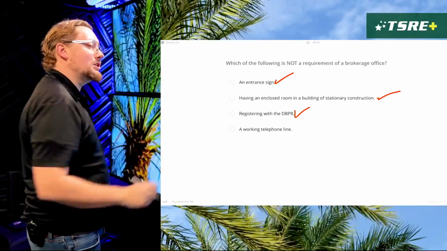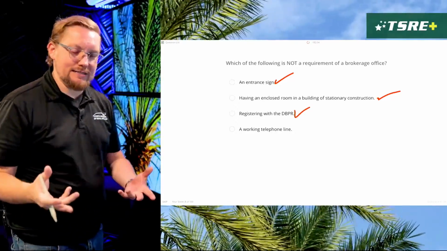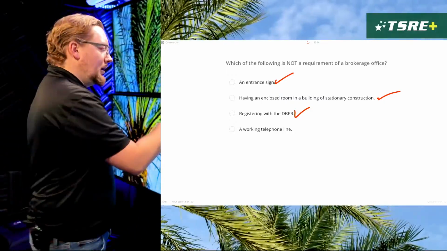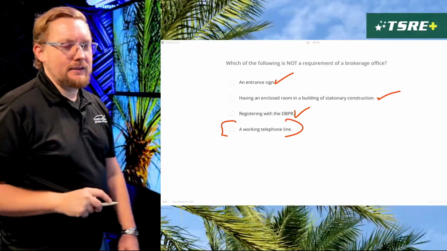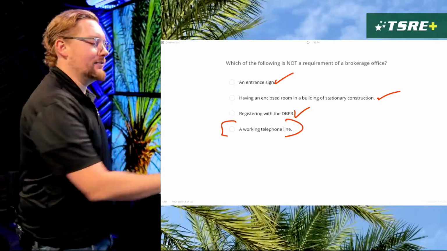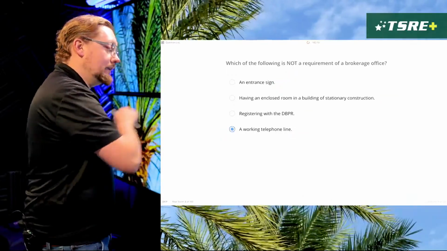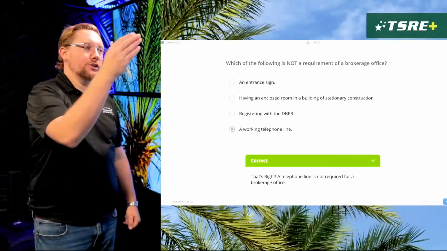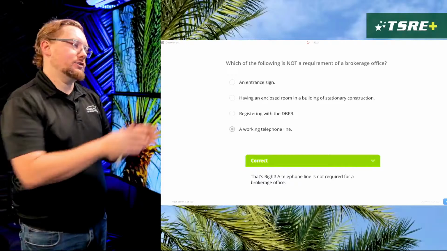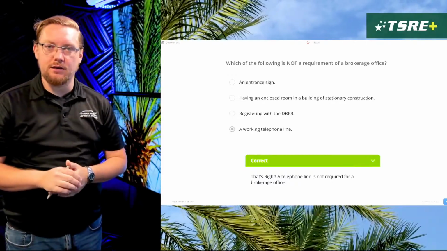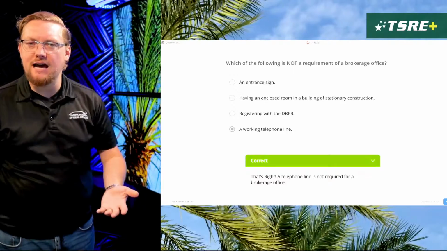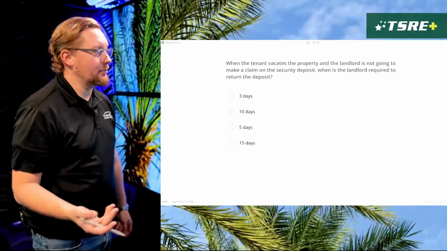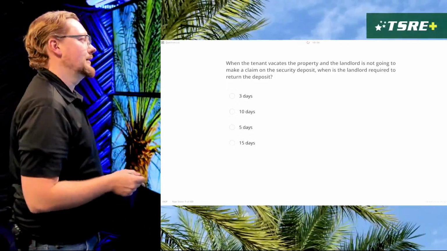Even if you don't remember that one specifically, think of the license, think of the application. That's all done with the DBPR. So yes, you are registered with the DBPR. But what about this? A working telephone line? That seems like something you would need to have, but believe it or not, it is not legally required. Because you don't need to have a phone. You do need to have an entrance sign. You do need to have an enclosed room of stationary construction. You do need to be registered with the DBPR. But phone, that's optional. That's up to you about running your business if you want to have a phone, which personally I would recommend, but it's not required.